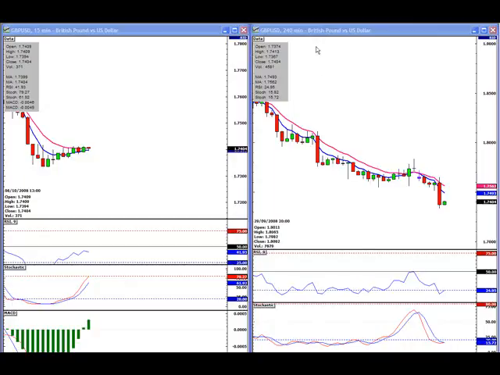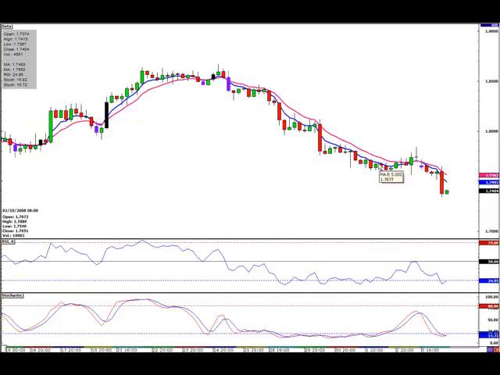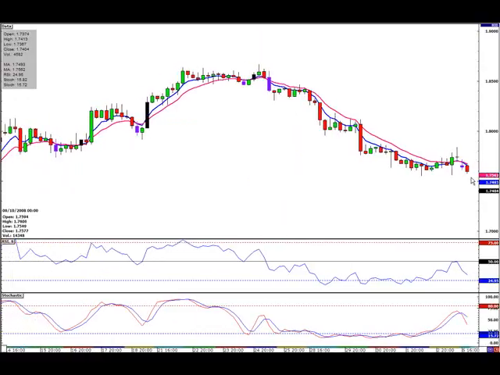I have two charts here of the cable, a 15-minute and a 4-hour chart. First thing I want to do is check out my 4-hour chart to determine my overall trend. And you can see I'm going to move my chart back to just before midnight of tonight. And this is what my chart looked like.